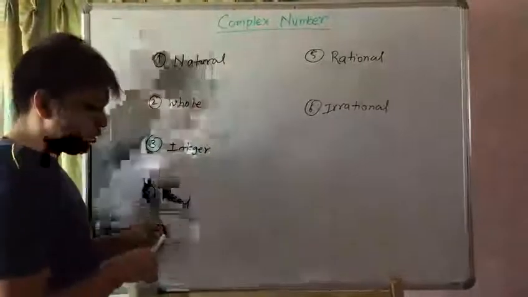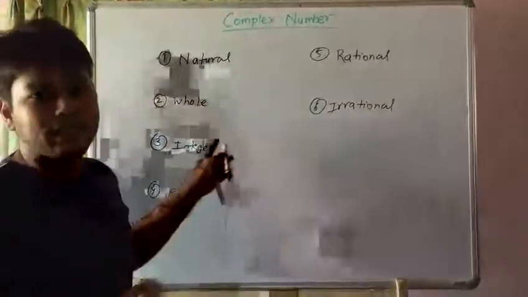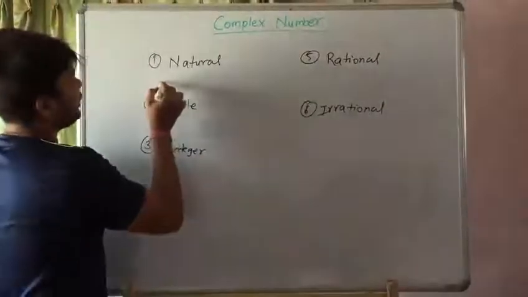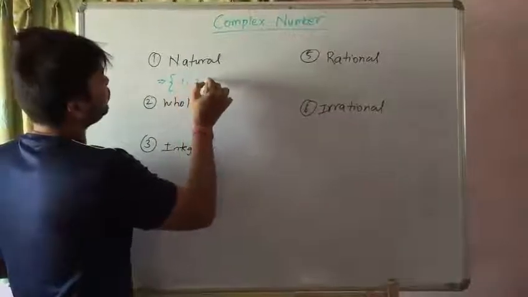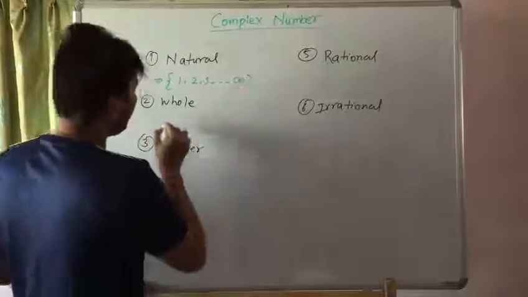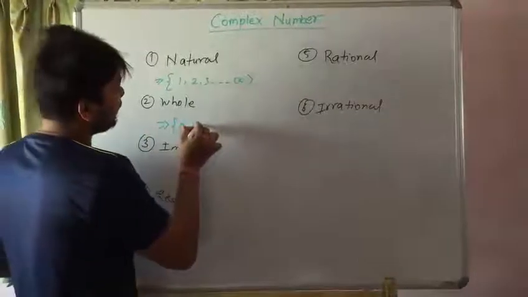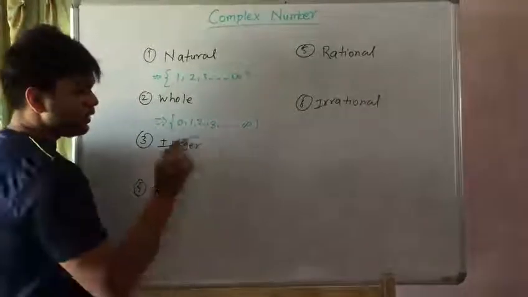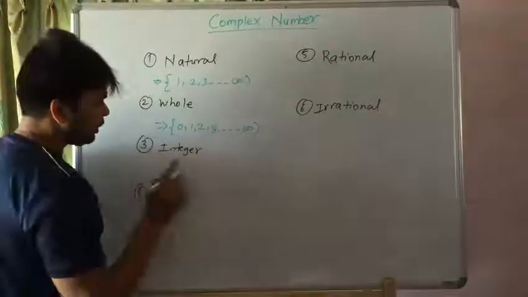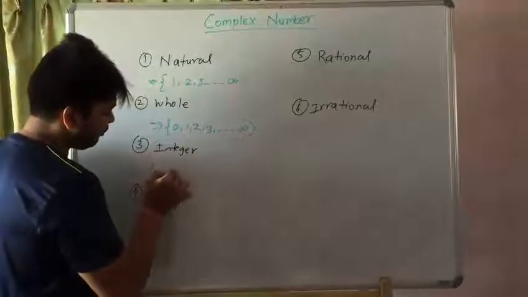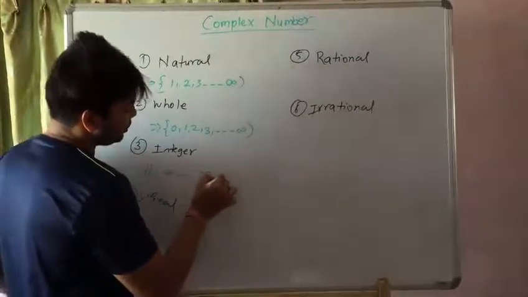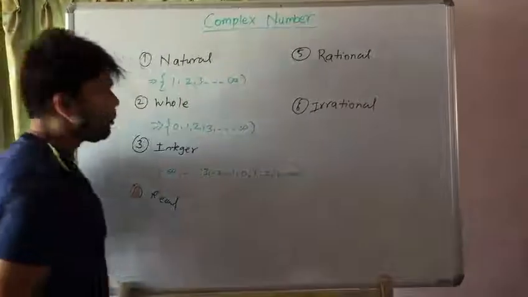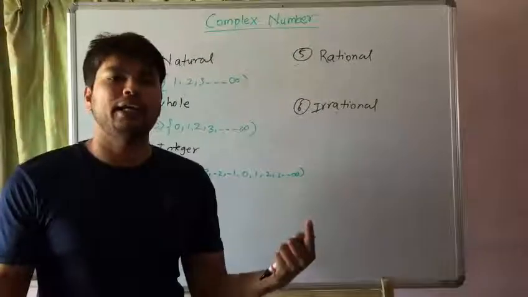But still I'm going to tell you what is the integers, what is a whole number, what is a natural number, what is a real, and all that. The natural number is starting from 1, 2, 3 up to infinity, and the whole number is starting from 0, 1, 2, 3 up to infinity. The integers are negative and positive, that means minus infinity, minus 3, minus 2, minus 1, 0, 1, 2, 3 up to infinity. Minus infinity to plus infinity is nothing but integers.